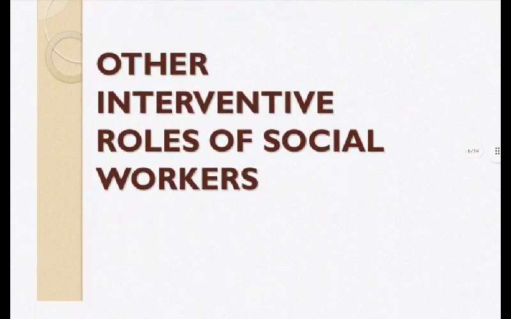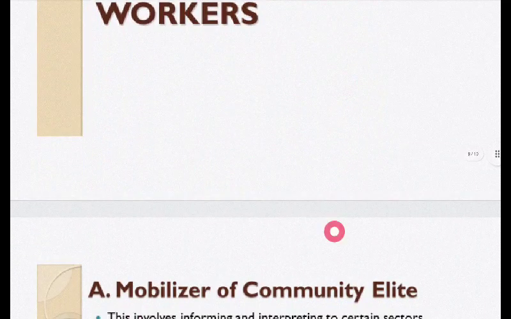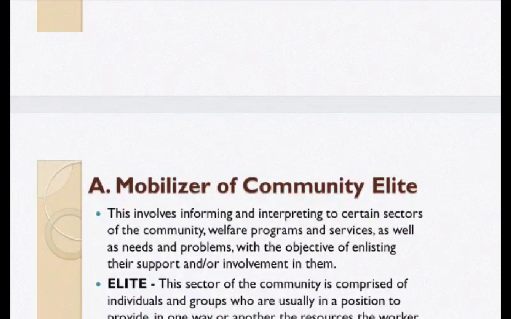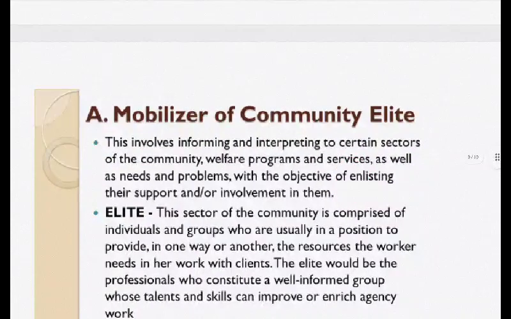And the other interventive roles of social workers. We have here the mobilizer of community elite. This involves informing and interpreting to certain sectors of the community welfare programs and services as well as the needs and the problems with the objective of enlisting their support and involvement. So, minomobilize ng social worker yung mga elite. Ano ba yung mga elite?